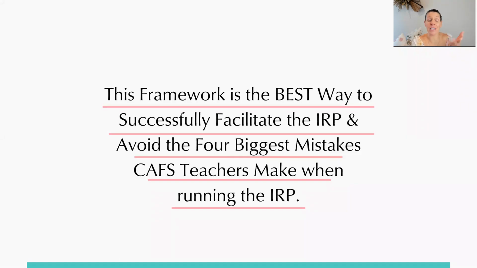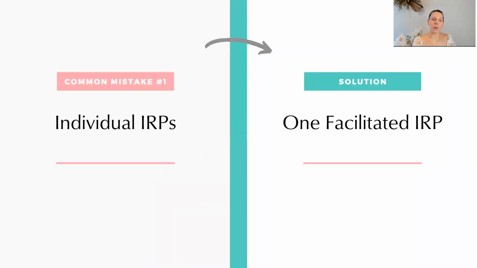This framework is the best way to successfully facilitate the IRP and avoid the 4 big mistakes CAFS teachers are making right now when they run the IRP. So I'm going to share these with you today. And the first one is really about individual IRPs. So that's mistake number 1, individual IRPs. The solution is 1 facilitated IRP across your class.